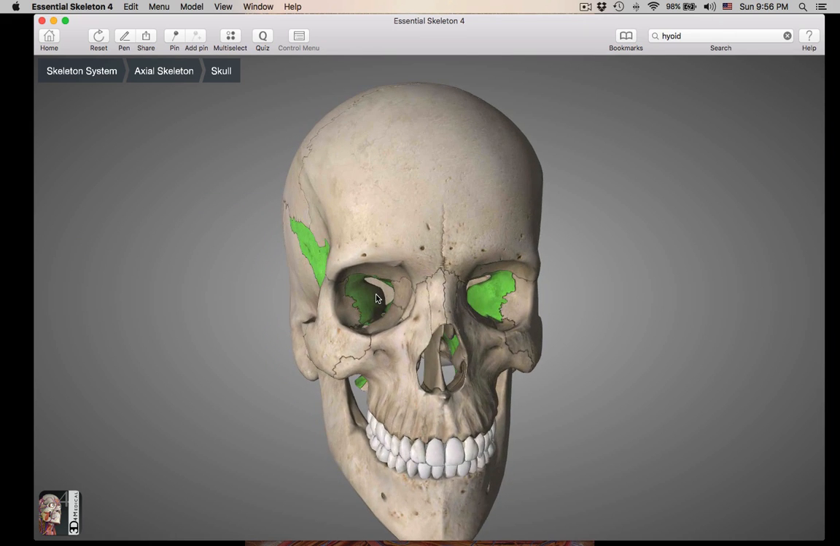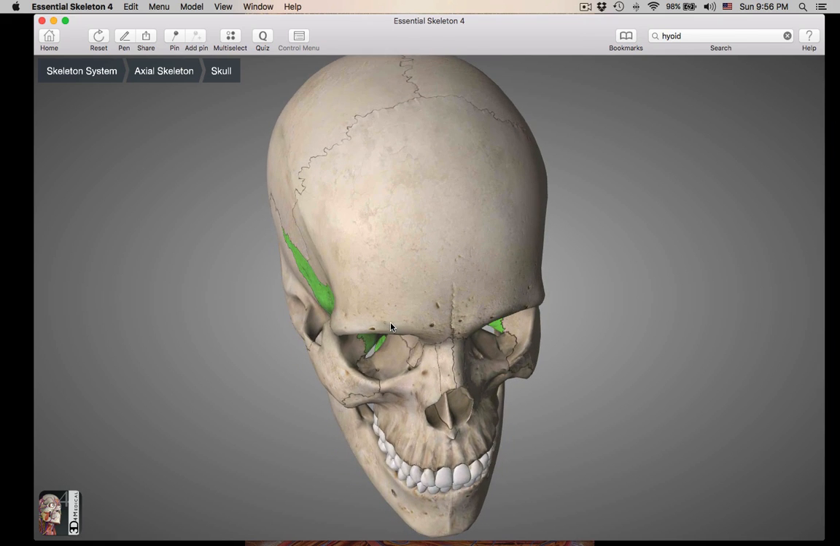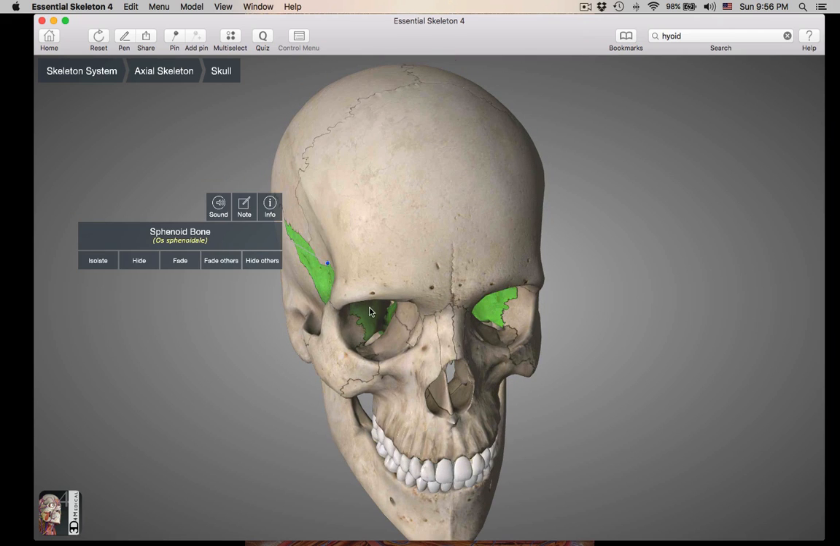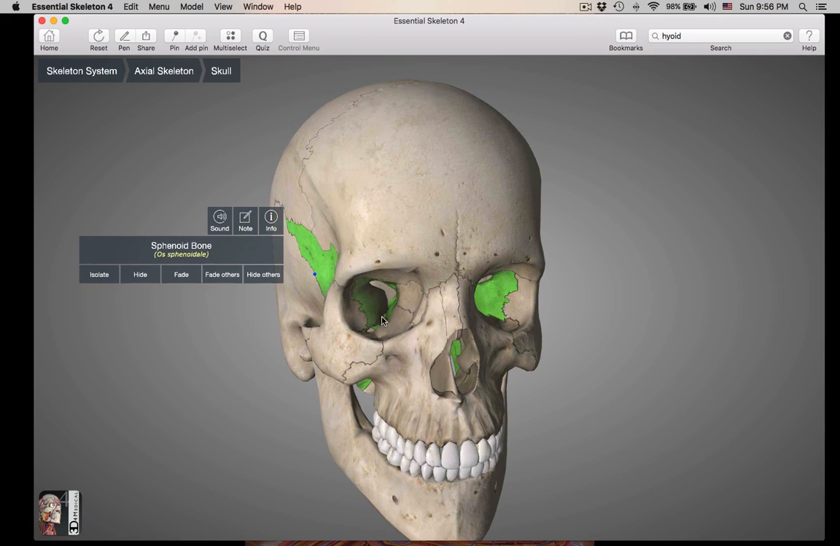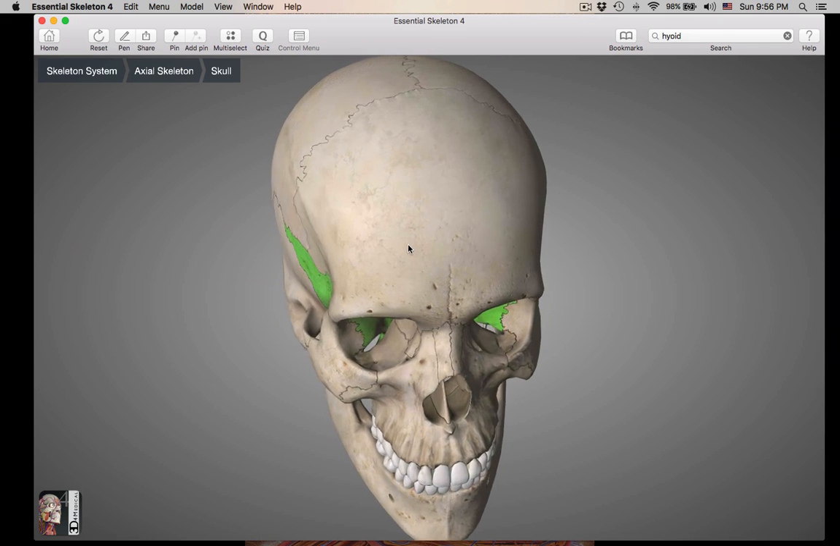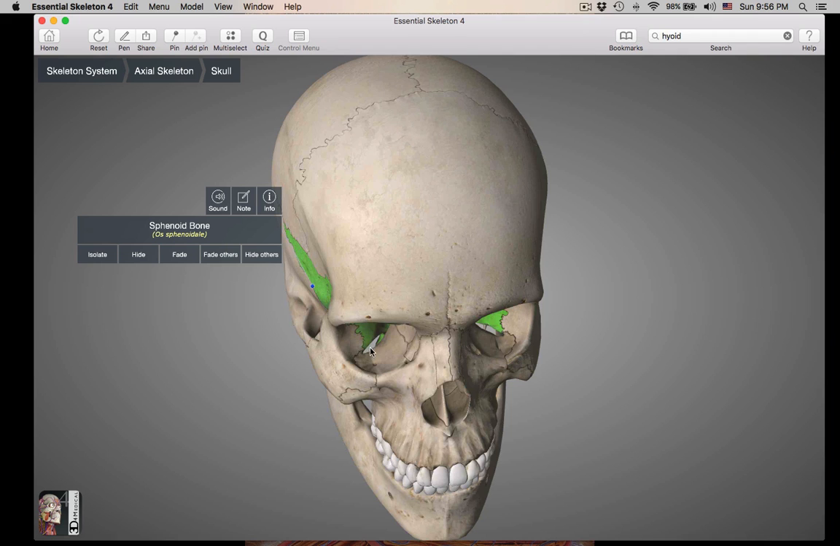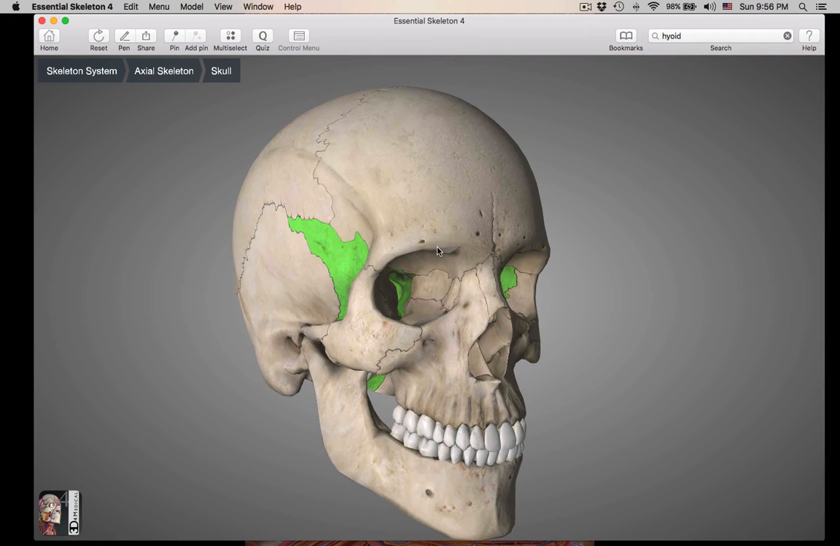Then we have structures called the superior orbital fissure. Here is the superior orbital fissure. The inferior orbital fissure is going to be this crack down here. It's made up partly by the sphenoid bone and partly by some other bones too, but superior orbital fissure, inferior orbital fissure there, and the optic canal.